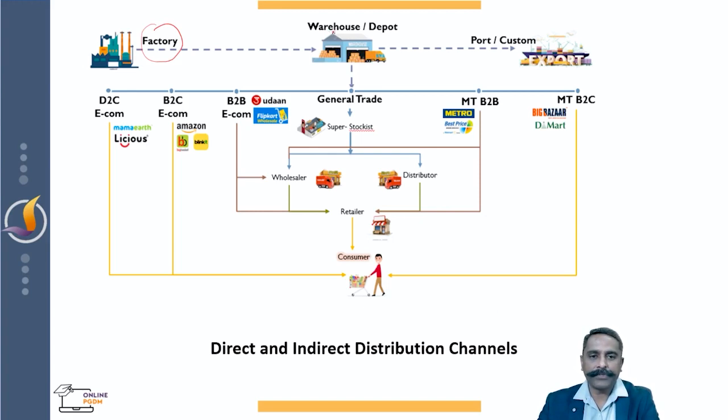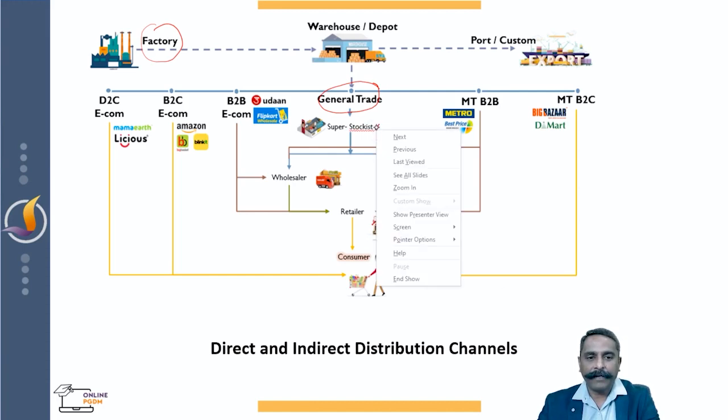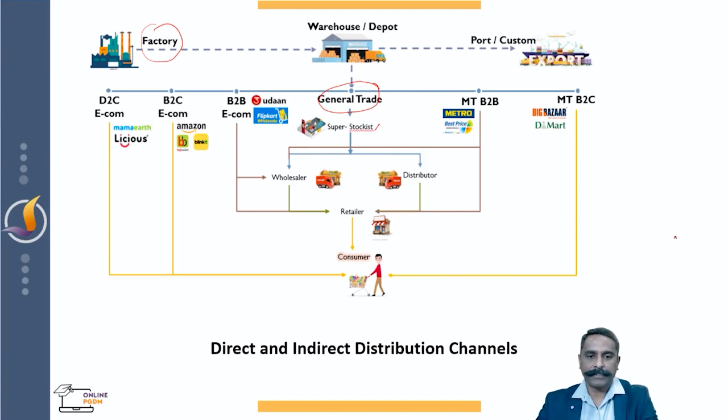There is an organization which is making its product, then these final products are reaching the warehouse. If the organization is also engaged in import and export, then from here this will go for exports. If I make use of general trade, that is the traditional network, this will have different intermediaries, like super stockists, wholesalers, distributors, retailers, and finally the end consumer, right?